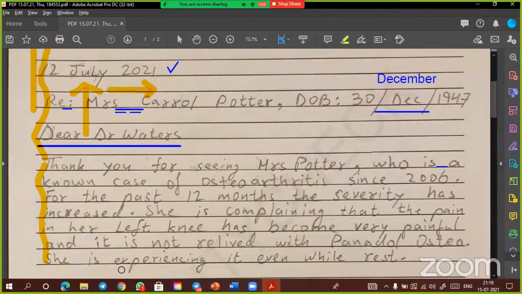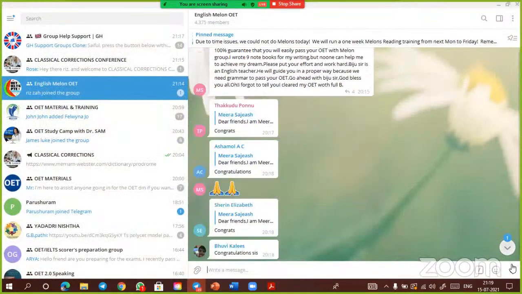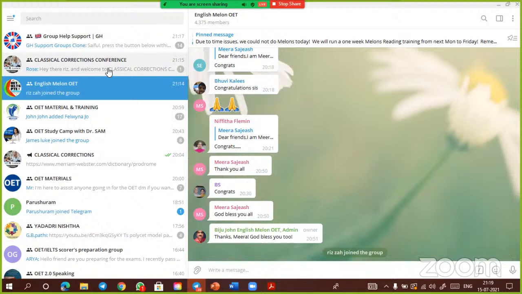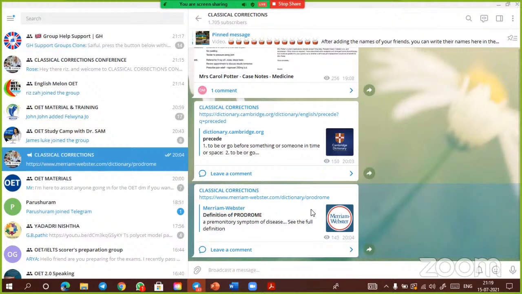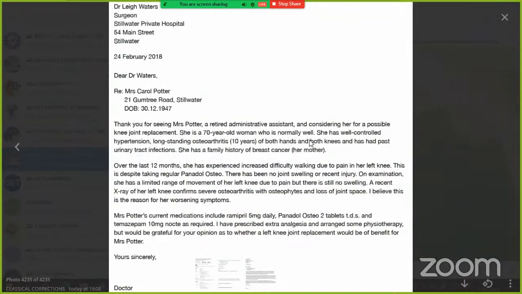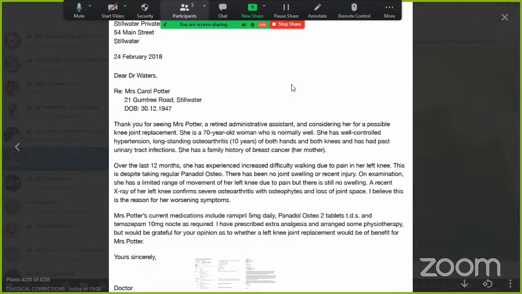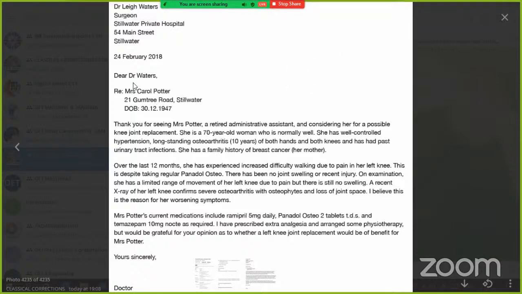So I'll show you an example. Right. Here is the example, the same letter. Okay, no, this is a different letter. I'll give you an example. Yes, here it is. Dear Dr. Walters. Yeah, this is the same letter regarding Mrs. Carol Potter. Can you see there? It is very clear. So you have to follow these things. That is always better for you. So Dear Dr. Walters, then regarding Mrs. Carol Potter, that is how you can write.